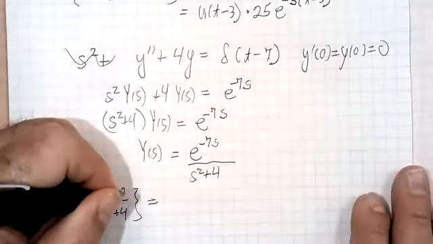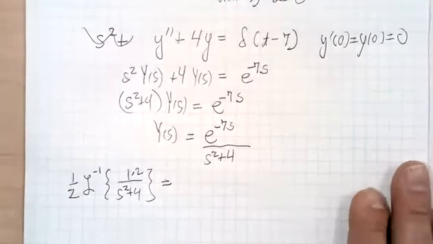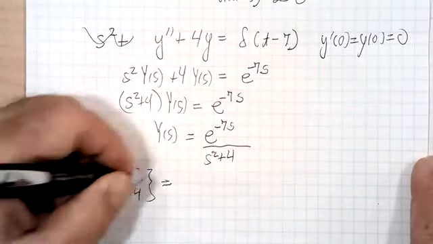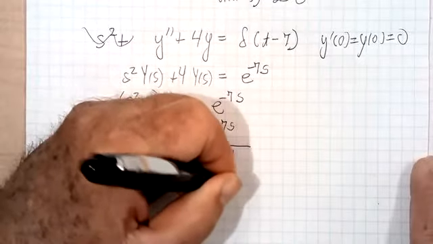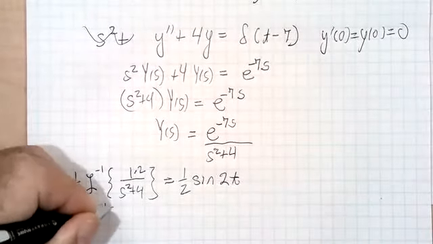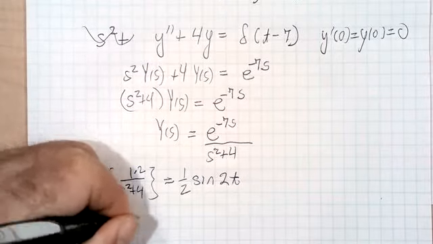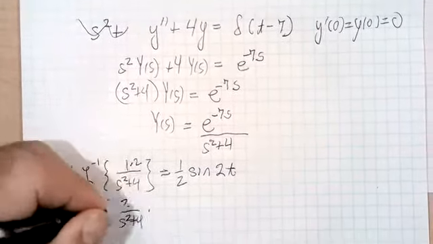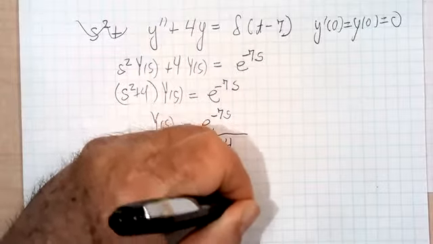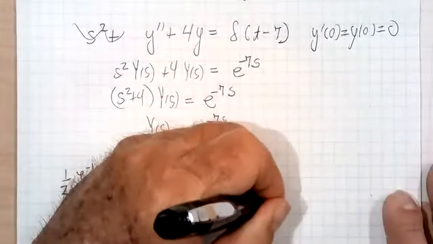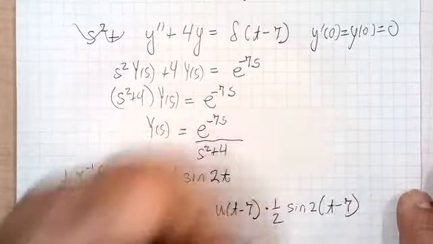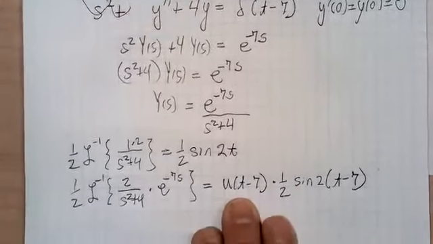Well, what we'd like is a 2 up here. So we get it just like we do for integrals. And then this is sine of 2t times 1/2. And then put the exponential factor back in there. And that produces a shift in a unit step function in your answer.